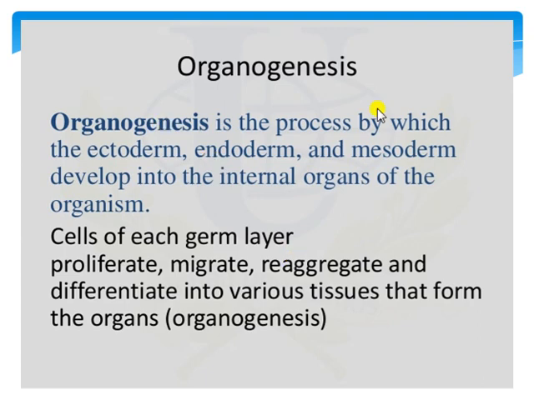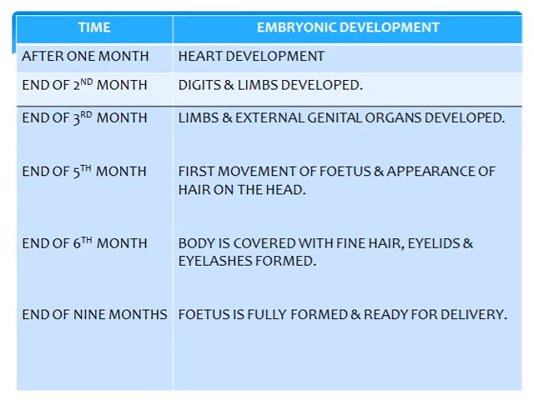Okay, so this is actually organogenesis. Let's see the changes found during the organogenesis process on a weekly or monthly basis. These are the month-wise changes found in the embryo. After 1 month of development, we can see the heart getting developed in the embryonic body. At the end of the second month, we can see the digits of the hands and legs, that means the limbs, getting developed.